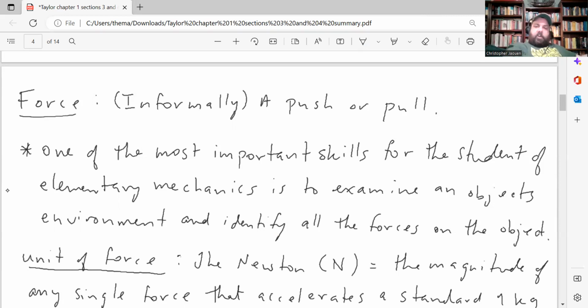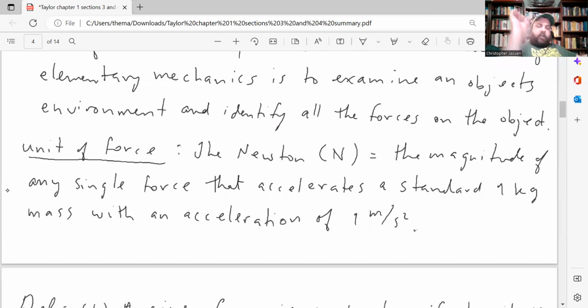Again, we need to know about units. So the unit of force that is agreed upon is the Newton, which is written as N, so the N stands for Newton, and it's defined to be the magnitude of any single force that accelerates a standard 1 kilogram mass with an acceleration of 1 meter per second squared. So in other words, 1 Newton is 1 kilogram meter per second squared, right?